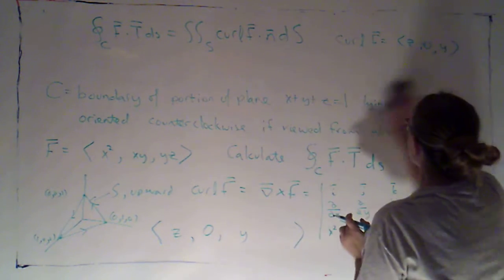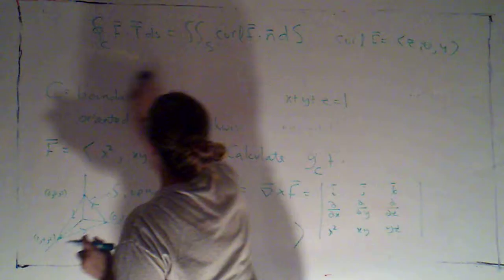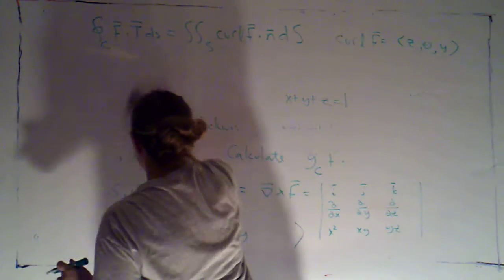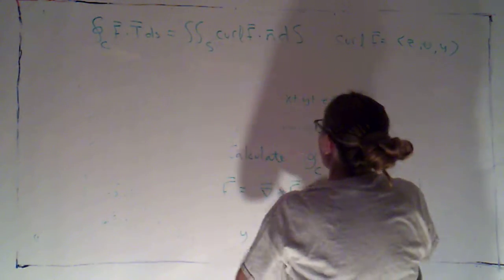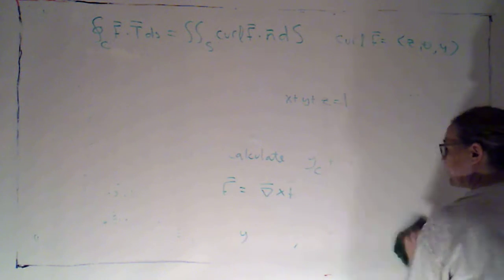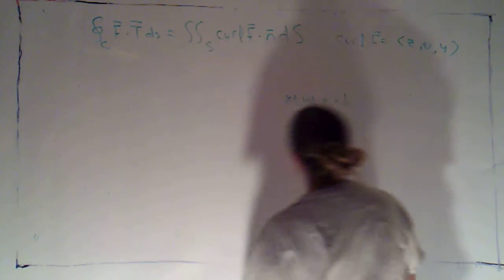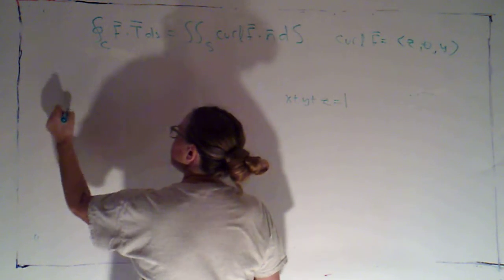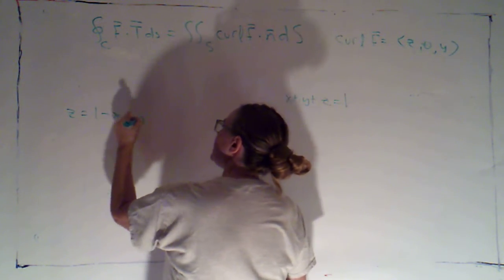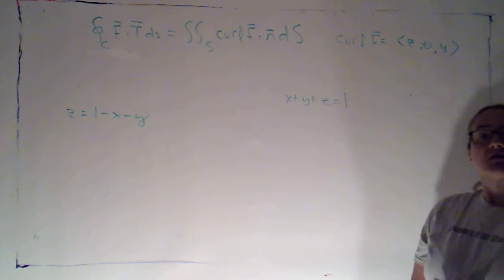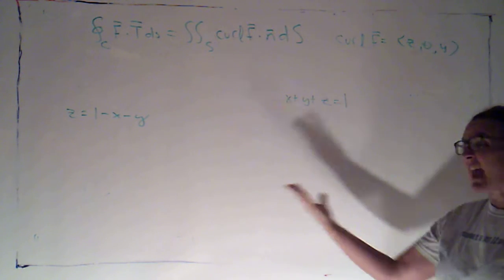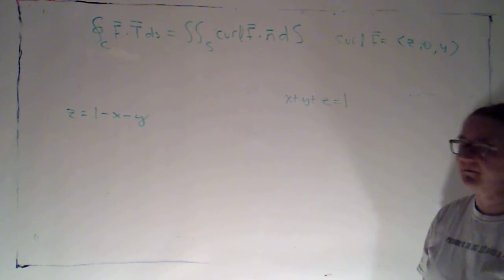And my surface was part of this plane, x plus y plus z equals 1. So I can easily solve that for z, and then I'll have z as a function of x and y. I'm kind of liking that. So I'll say z is 1 minus x minus y. Okay. And so now I can essentially use x and y as my two parameters.